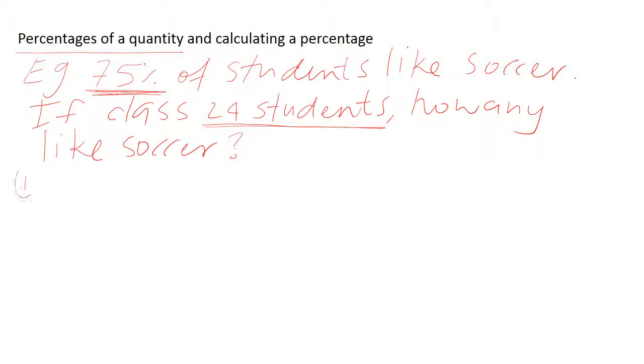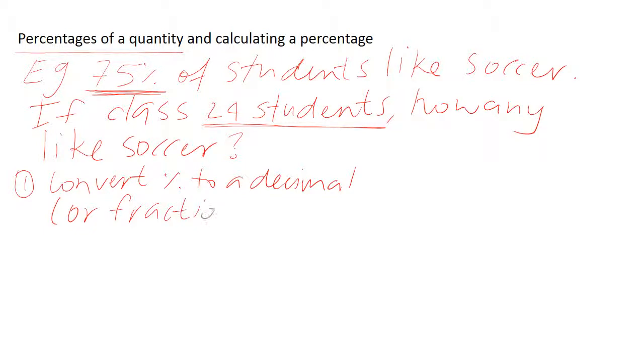So there's two steps to this question. So firstly, we need to convert the percentage to a decimal or fraction. So how we do that is 75 divided by 100 equals 0.75, and as a fraction that's 3/4.